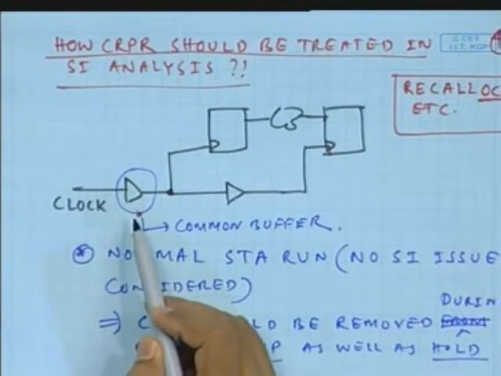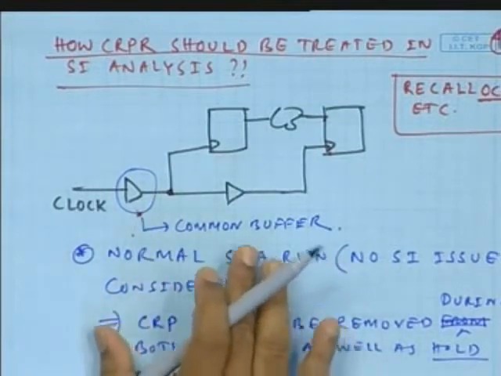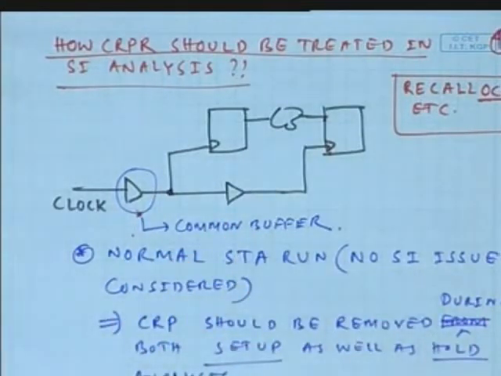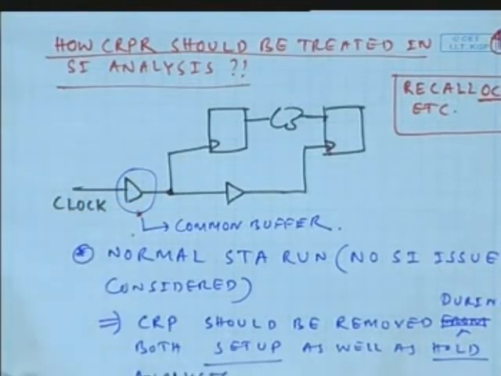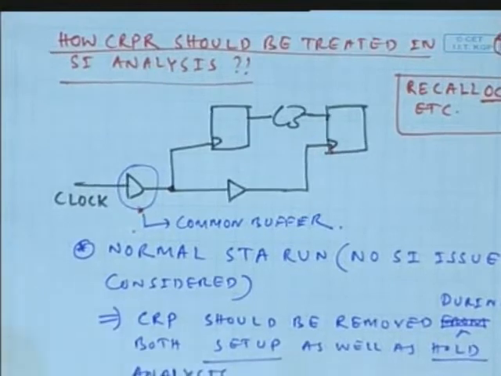Right? You got my question. If you are not aware of SI, you can't answer this. Actually, during SI, we need to take care of CRPR in a different way. So, what do you think? Just from here, should I remove this CRP?